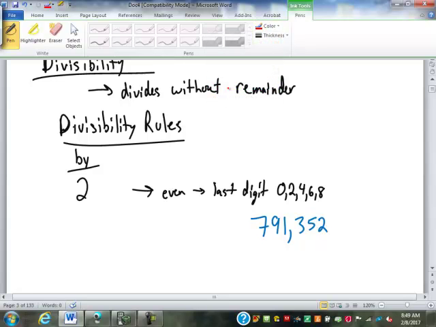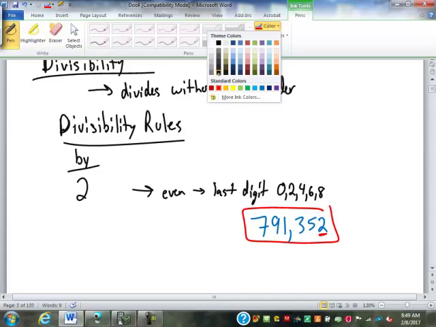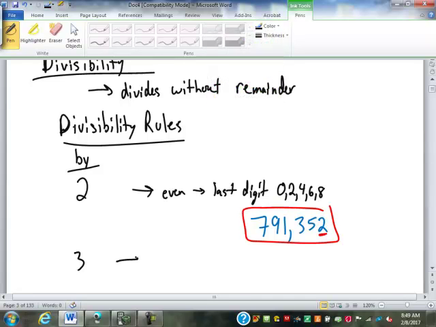So, 791,352, is that divisible by 2? Yeah. This last digit's an even digit. It's a 2, so that's divisible by 2. Everybody know the rule to tell something's divisible by 3?